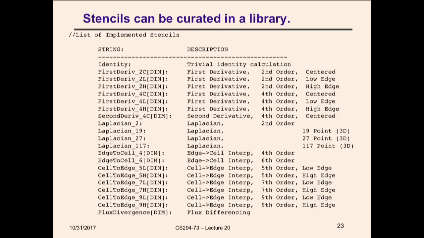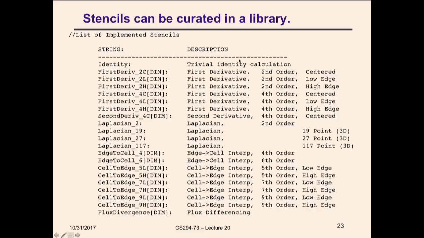Now, the other thing about this is that for a lot of these stencils, I've realized, oh, I have them. Why do I need to rewrite them all the time? I can just put them in a library and they'll be available for me. So we have such a library. This is part of the list of implemented stencils. It'll give you some idea of what we're doing.